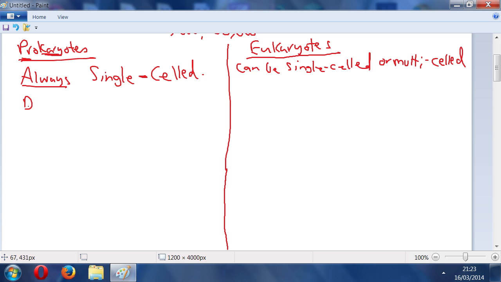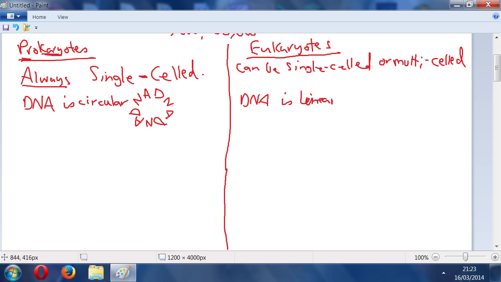Okay, so the DNA is circular. Funnily enough, this is actually a maths problem. So prokaryotes have circular DNA, and a eukaryote's DNA is linear. Maybe that's not a good representation, but it's one way of looking at it.